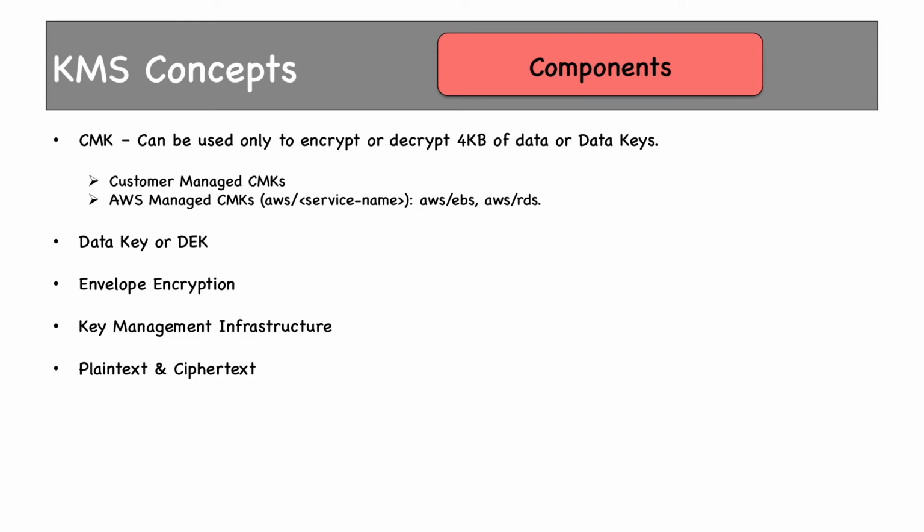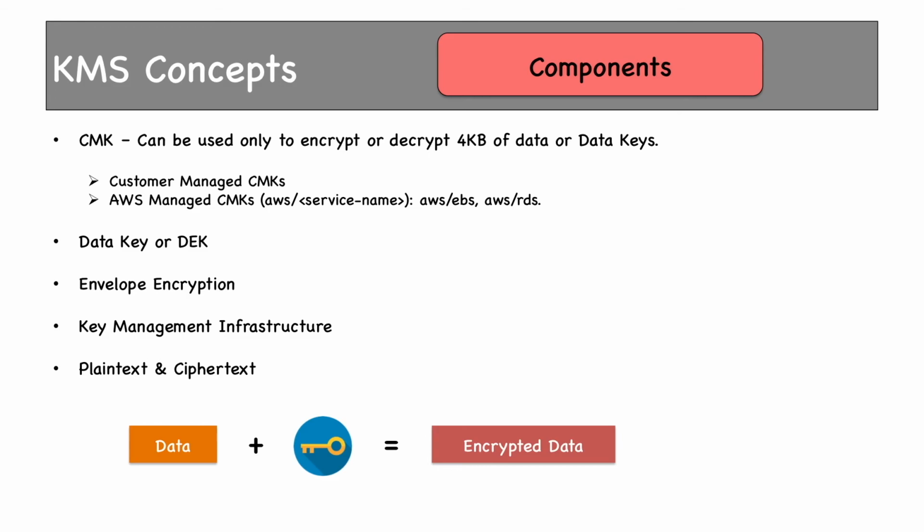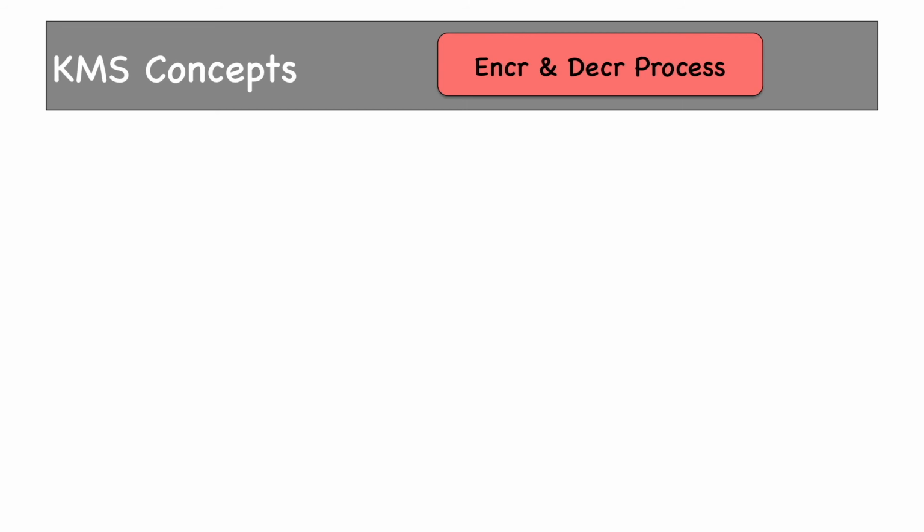Plain text and ciphertext. Plain text is the data before encryption and ciphertext is encrypted data. This is how encryption is done using a key. This is the plain text data and this is the ciphertext data. The same can be said for DK or data keys also. Before encryption, DK is called plain text DK, and after encryption with CMK, it is called ciphertext DK. Let's see how the process of encryption and decryption is executed in KMS.